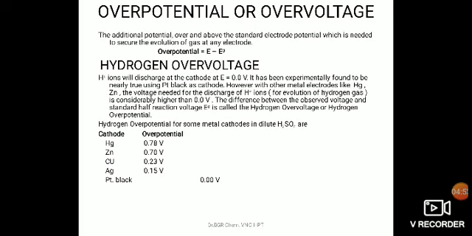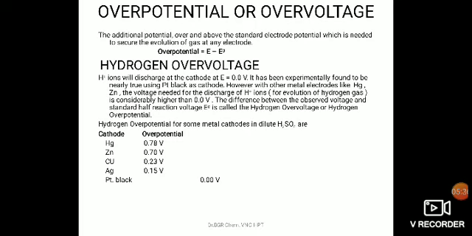The difference between the observed voltage and standard half reaction voltage E0 is called as the hydrogen over voltage or hydrogen over potential. So that over potential required for the evolution of hydrogen gas is called as hydrogen over potential. Hydrogen over potentials for some metal cathodes in dilute sulfuric acid are, this is the table representing how this hydrogen over potential differs for different metals when it is taken as a cathode in dilute sulfuric acid.